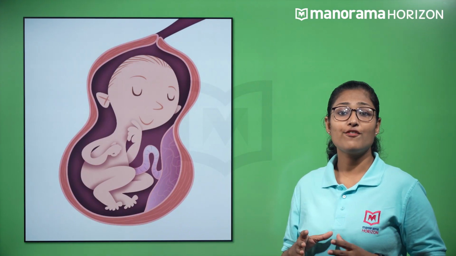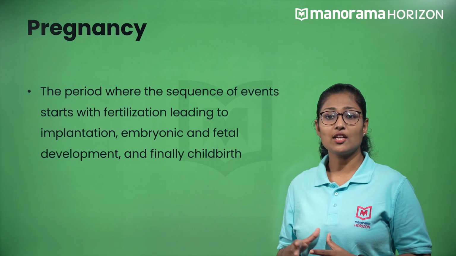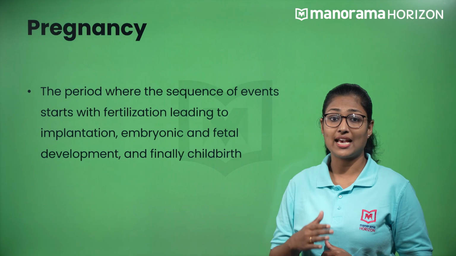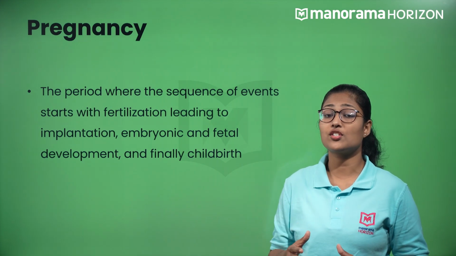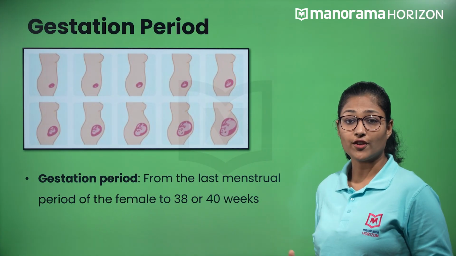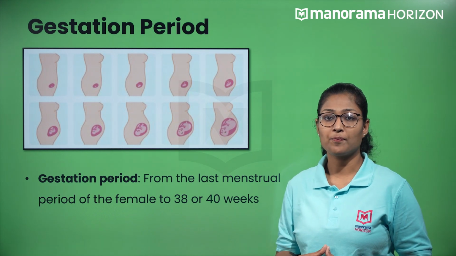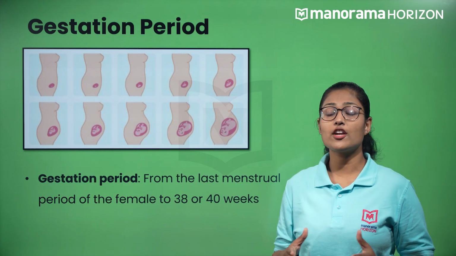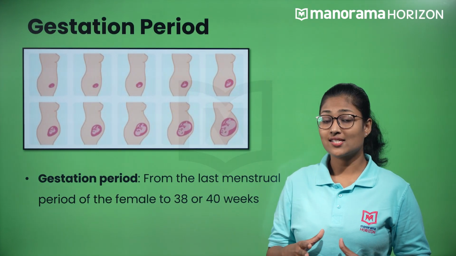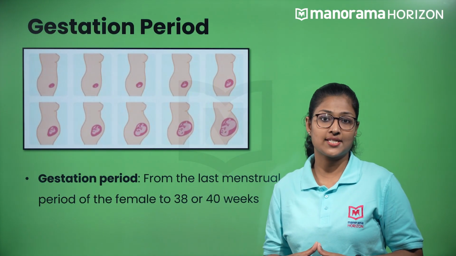Let's discuss some significant terms and concepts first. The sequence of events starting with fertilization leading to implantation and then embryonic and fetal development and finally the childbirth together constitute the pregnancy. It spans from the last menstrual period of the female to 38 or 40 weeks and it is also called the gestation period. The gestation period varies in different organisms. For instance, it is about 63 days in dogs, 617 days in elephants, and 63 to 67 days in cats.